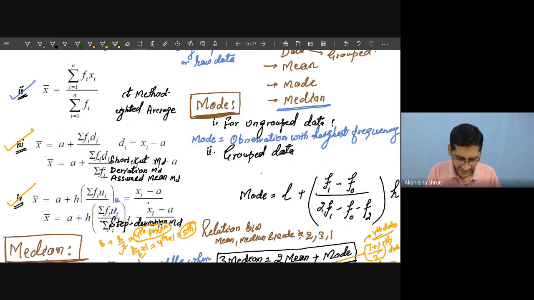There is another method called the assumed mean method, where we are first assuming a mean, then that mean is corrected by adjusting with the correction factor. This is called the shortcut method, that we have also learned earlier.